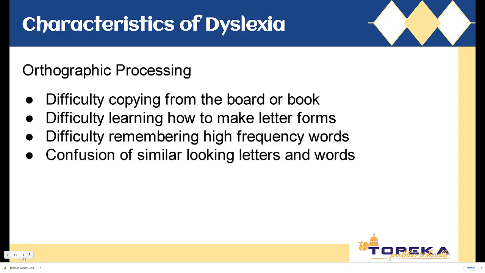Confusion of similar looking letters and words. For example, hot and top look very similar. They both have the O in the middle, with different beginning and ending sounds. Hawk and talk, we're only changing the first letter. So confusing those similar words and letters.